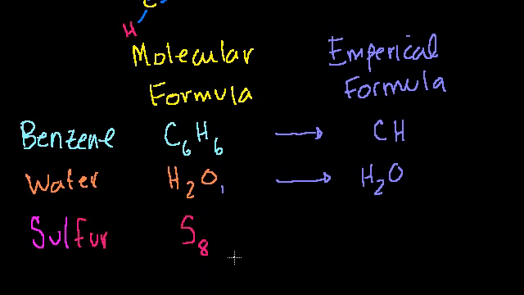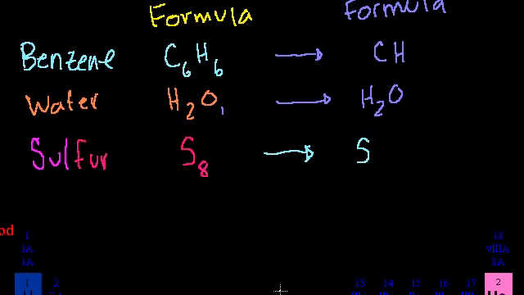But its empirical formula: if you had just a bag of sulfur, you don't know that each molecule has 8 sulfurs. You just have a big bag of sulfur. So for the empirical formula, you divide by 8 and you get S. So all you know is that what you've got there is sulfur. Let's just do one more.